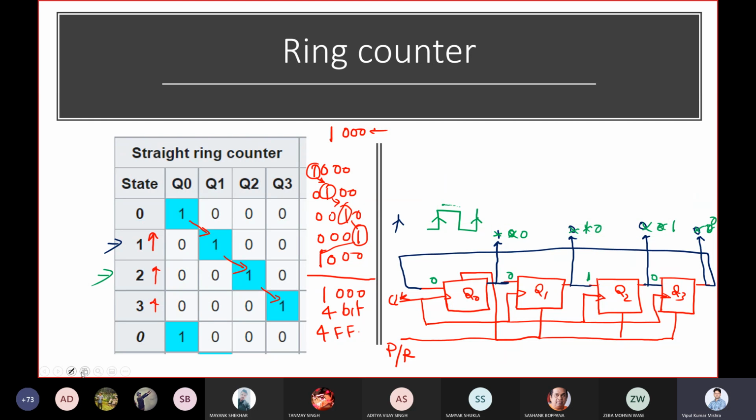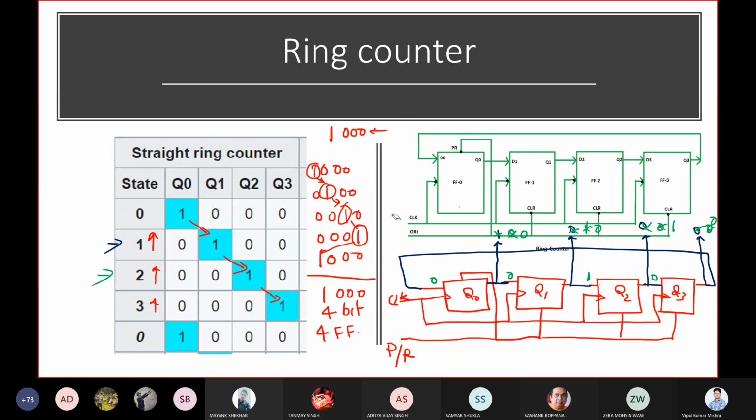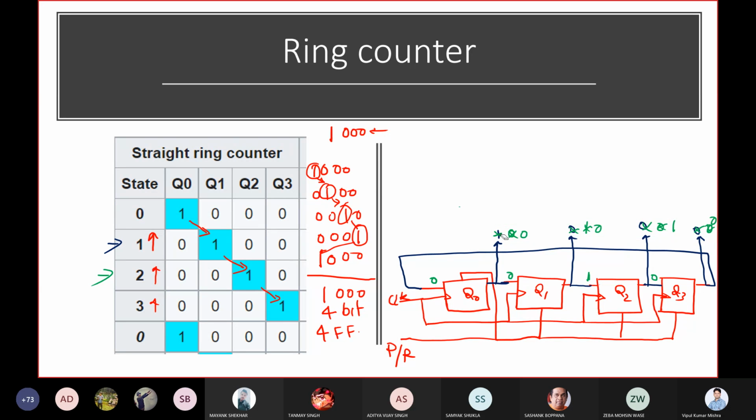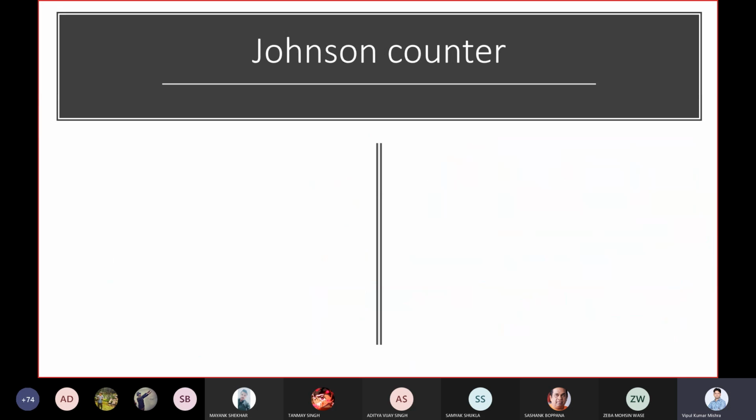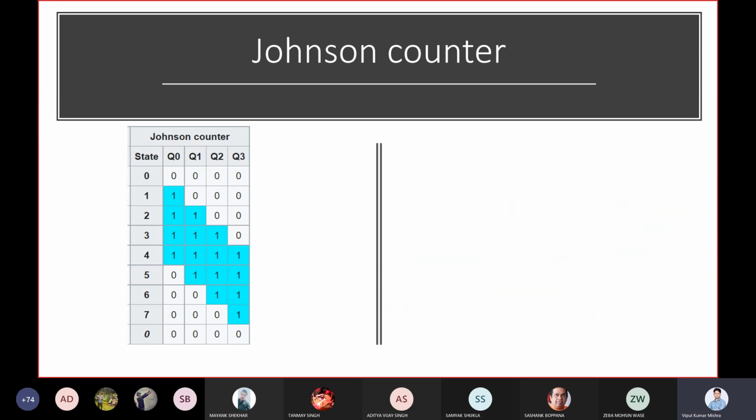Now let me clear it so that it will be visible properly. This is your ring counter, a clearer circuit. It remains as the one we have created. Next we have the Johnson counter. So let's understand how we can make this Johnson counter.